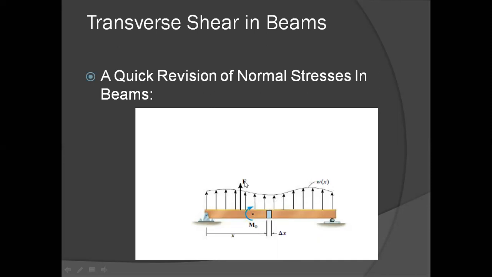The load may be a concentrated load. The load may be in the form of a distributed load having intensity w as a function of x, or it may have, for example, some moment acting at any point on its span. Suppose that moment is M naught. Because of the distribution of the load, the beam is subjected to strains. The normal strains are created on the beam.